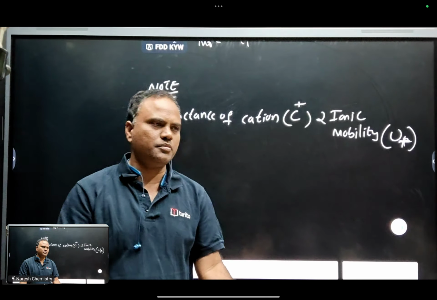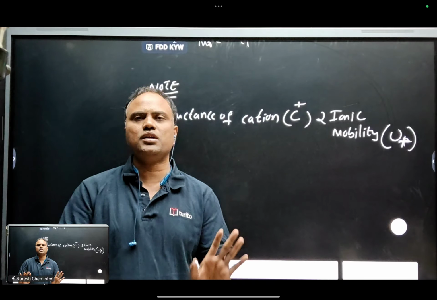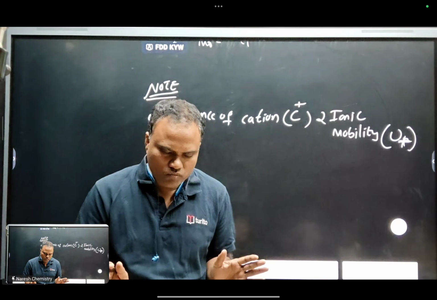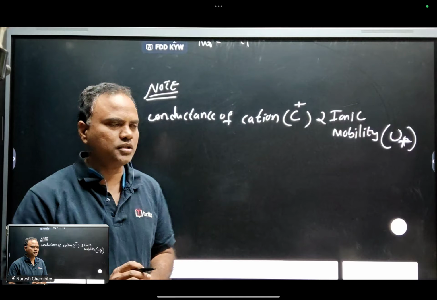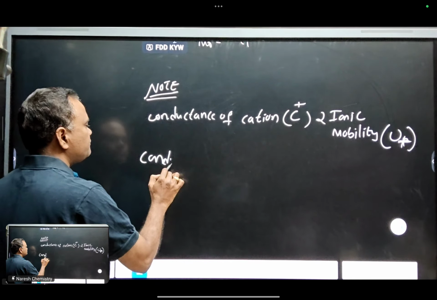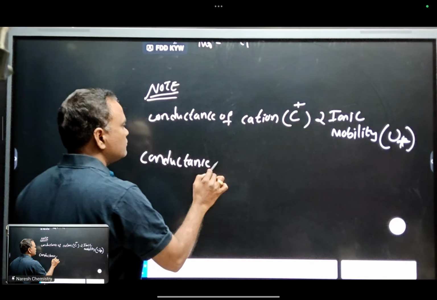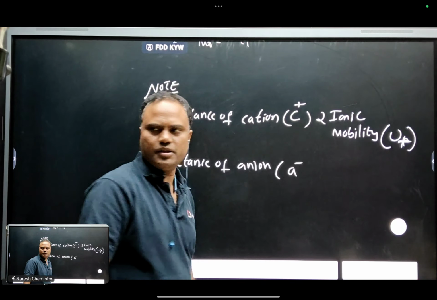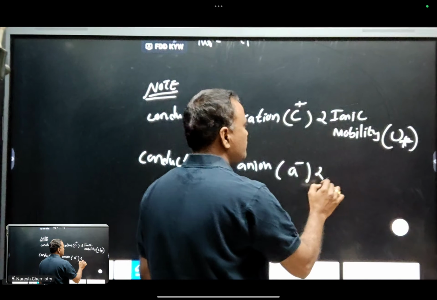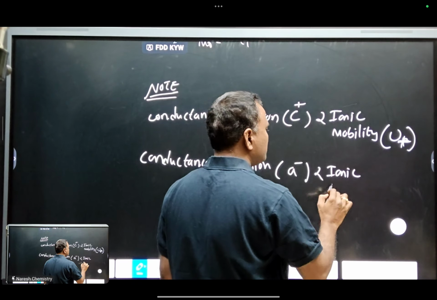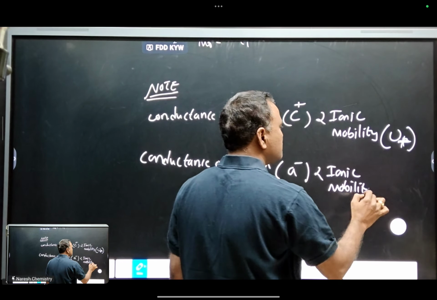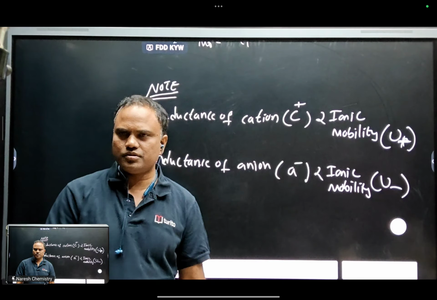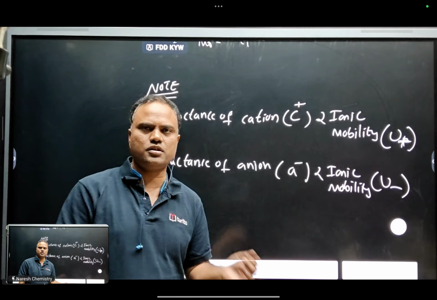Conductance of ion depends on its mobility. If ion moves fast, it conducts current fast. It conducts more current. If ion moves slowly, it conducts less current. Conductance of anion, let us consider A negative. A minus is the anion, directly proportional to its ionic mobility, and the symbol is U negative. Any confusion in this? Conductance is directly proportional to ionic mobility.